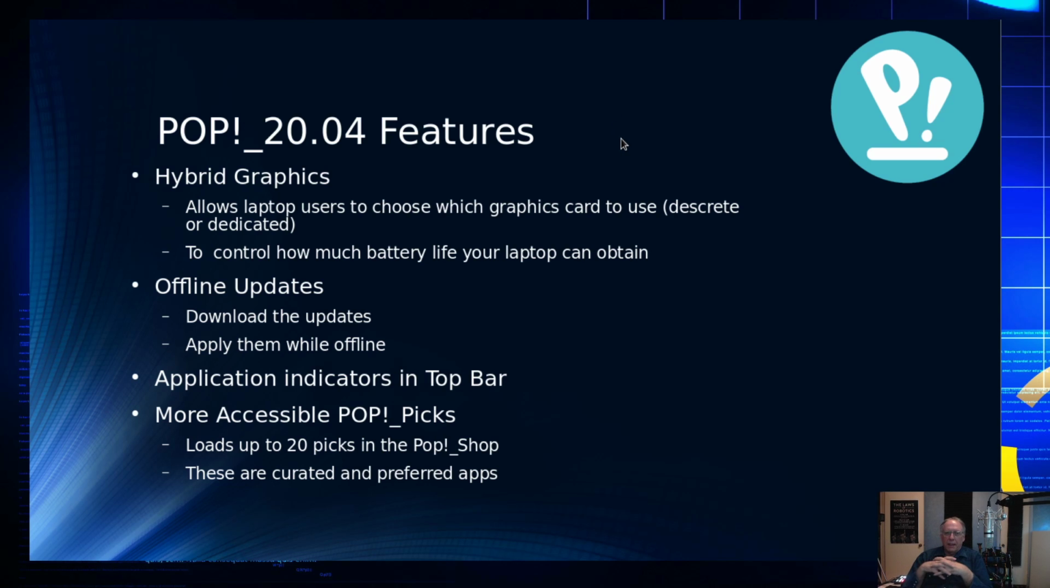Hybrid graphics, if you're on a laptop, allows you to choose which graphics card you want to use, whether it's the discrete graphics card that's built in or the dedicated one that you're using, like an AMD or an NVIDIA. It just allows you to control how fast your battery depletes and how much performance you need. Those are nice changes that have come with the latest kernels.